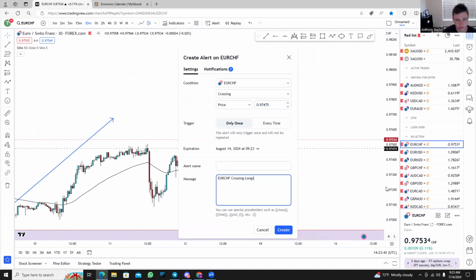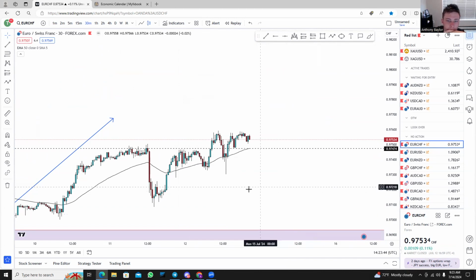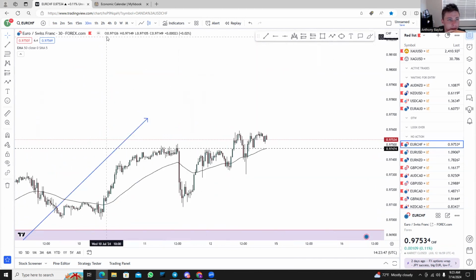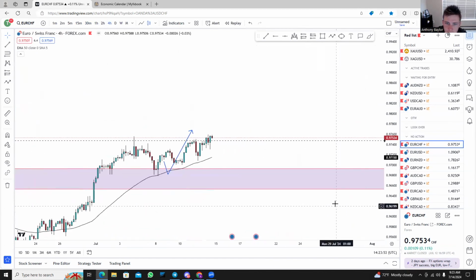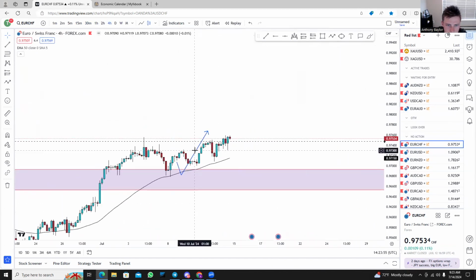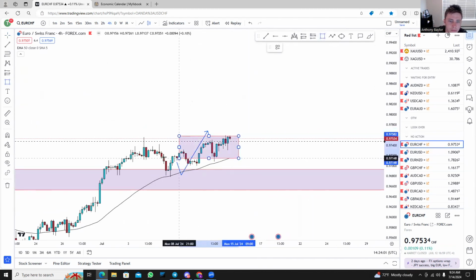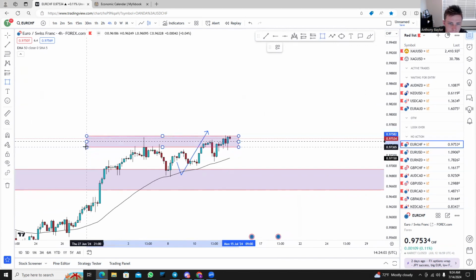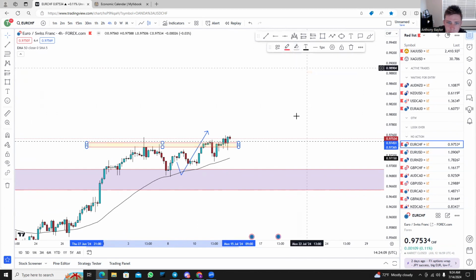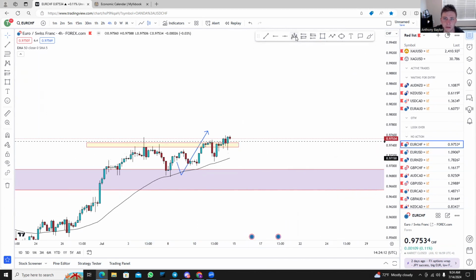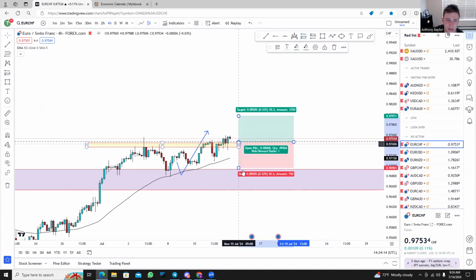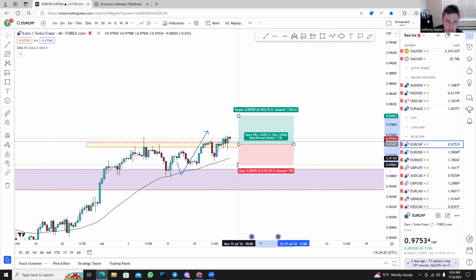I will, if this thing comes right back into my 4 hour zone. So if we make a 4 hour box, where would that be? Higher high, higher low. 4-hour box would be right around there. Yeah, if that thing comes into our 4-hour box, I will take this trade long. Probably from here, probably go to the bottom of that.